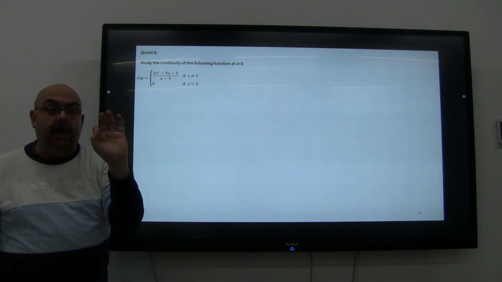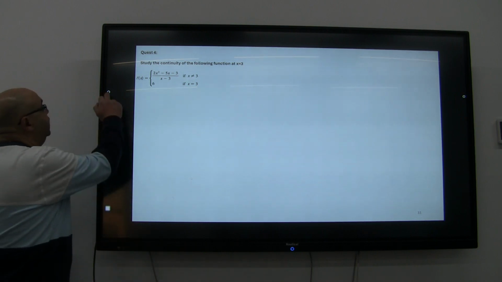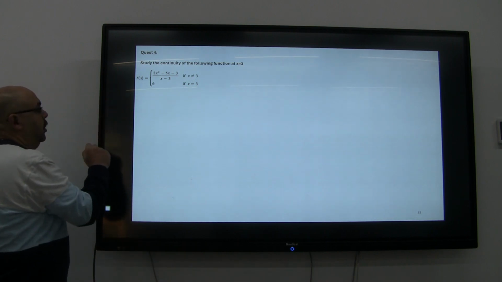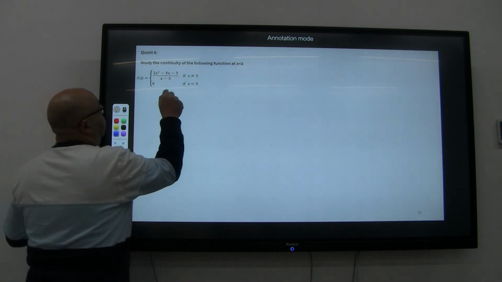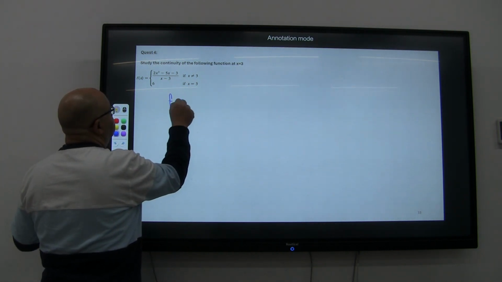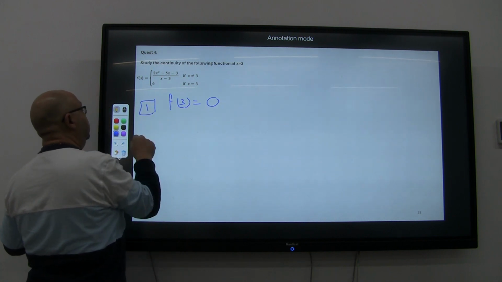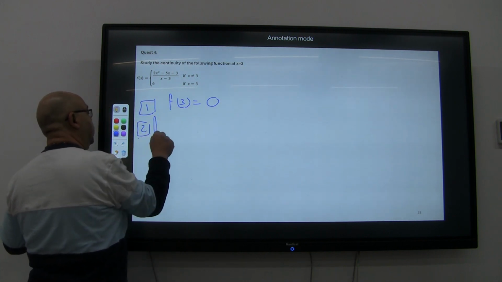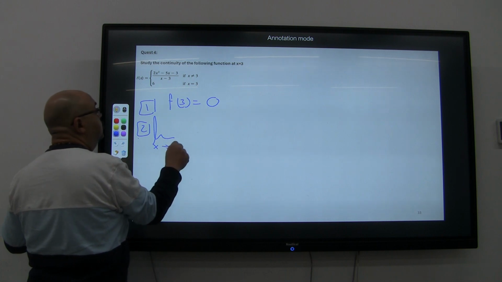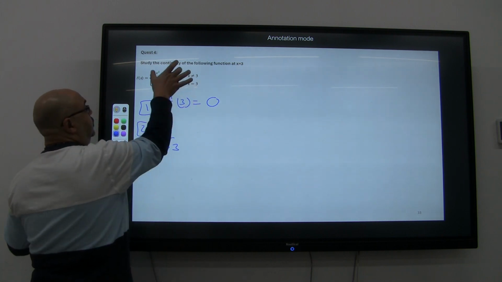First, I find f at 3, which is equal to what? This is number one. Number two, I'll try to get the limit of x tends to 3, so I will have to use the upper function.